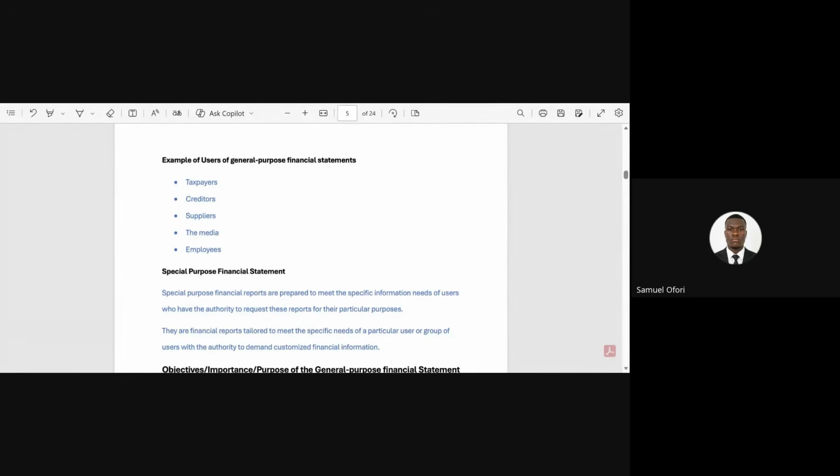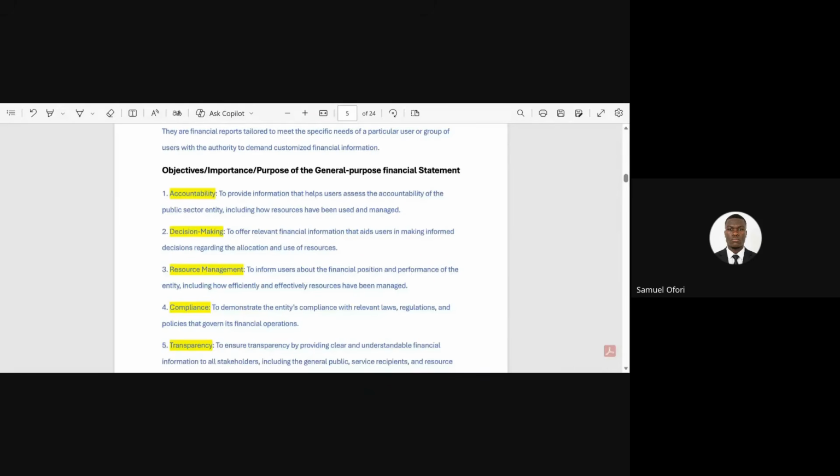You all did well. So let's move on to what our note says. So accountability, as you all mentioned, is going to provide information that helps users assess the accountability of the public sector, including how resources have been used or managed. Okay. So decision making: to offer relevant financial information that aids users to make informed decisions regarding the allocation and use of resources, and to inform users about the financial position and performance of the entity, how efficiently and effectively resources have been managed.